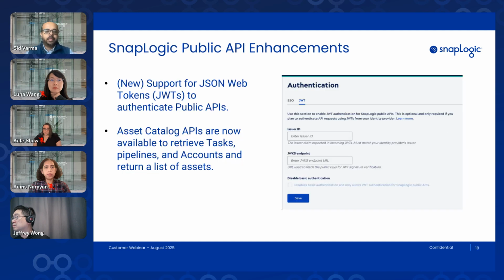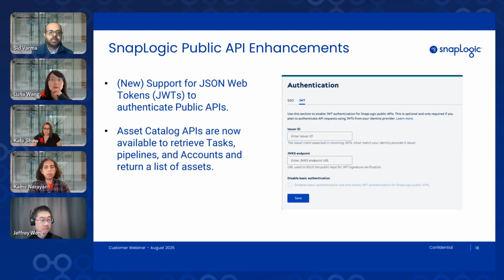All right. And then some other updates we made within platform. If you go to the next, essentially enhancing our public APIs. So now we have support for JSON Web Tokens, or JWTs, to authenticate public APIs. The business value for this for you is essentially it helps you avoid the need to pass the username and the password in the authorization header.